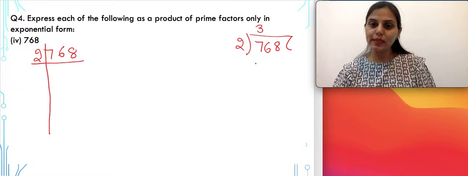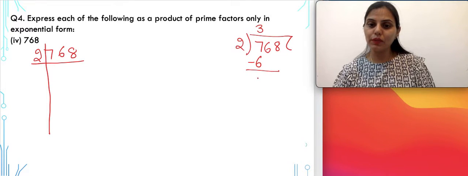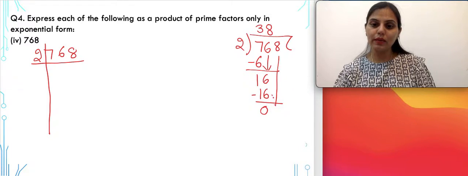2 3s are 6. When we subtract 6 from 7, we get the remainder as 1 and we bring 6 down. Then we write 2 8s are 16. Here the remainder is 0 and then we bring this 8 down here. So we get 2 4s are 8. So whatever is your quotient, that will come here, 384.